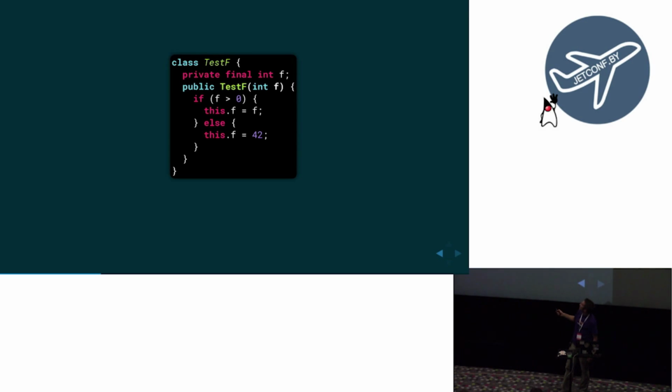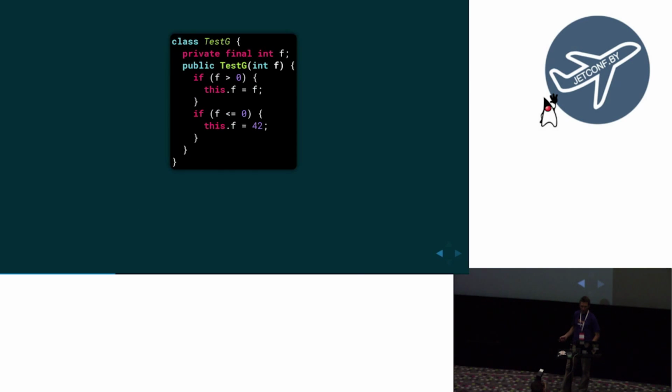So we have a final variable and we have an if else clause, and if f is bigger than 0, we initialize it to f and else to 42. So you think this will work in javac? Yes, this will work. So javac does a certain amount of flow analysis, this will work, but it doesn't do very much. So if you take this example, which is semantically exactly the same, so if f is bigger than 0 or if f is smaller than 0, but not with else, with two if clauses, we will get a compiler error. It will say variable f might already have been initialized.